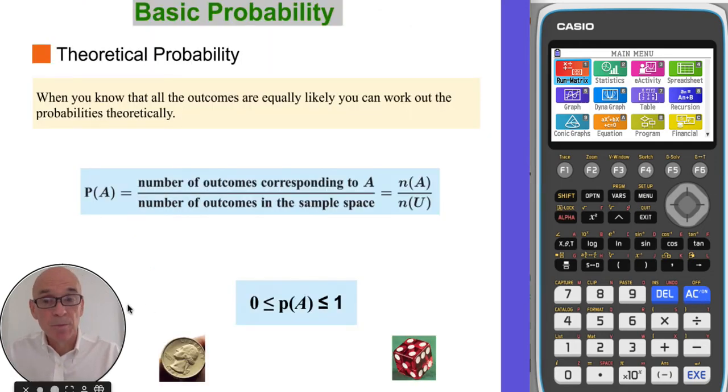So theoretical probability is when we know that all the outcomes are equally likely. For example, the sides on the die are all equally likely. Then we can calculate probabilities based on the number of outcomes corresponding to a particular event A and the total number of outcomes in the sample space. And again, all the probabilities lie between 0 and 1.